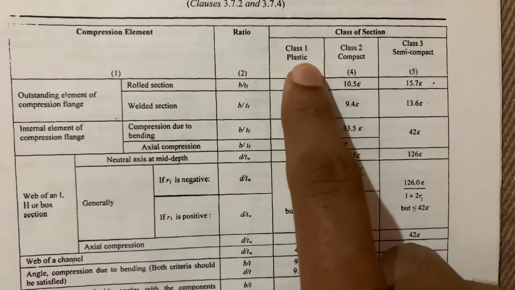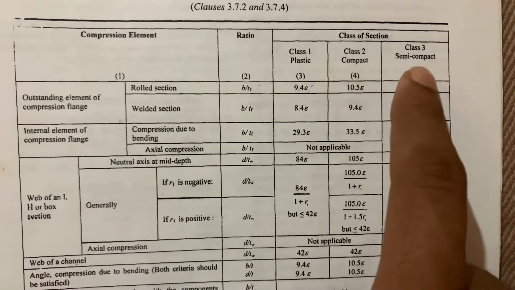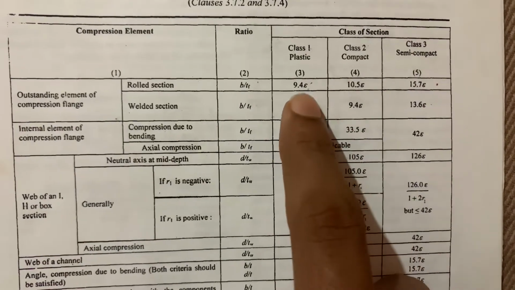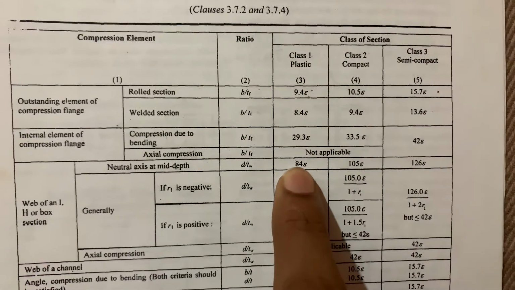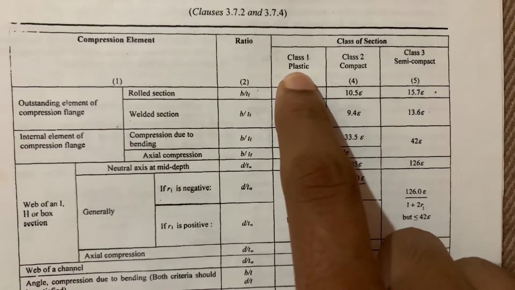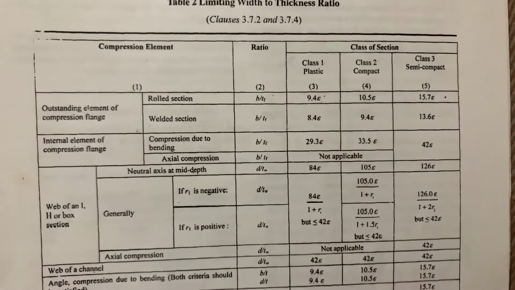Class 1 is plastic, class 2 is compact, and class 3 is semi-compact. And our condition is B by TF less than 9.4 epsilon and D by TW less than 84 epsilon, so it is a plastic section. Like that we are going to classify.